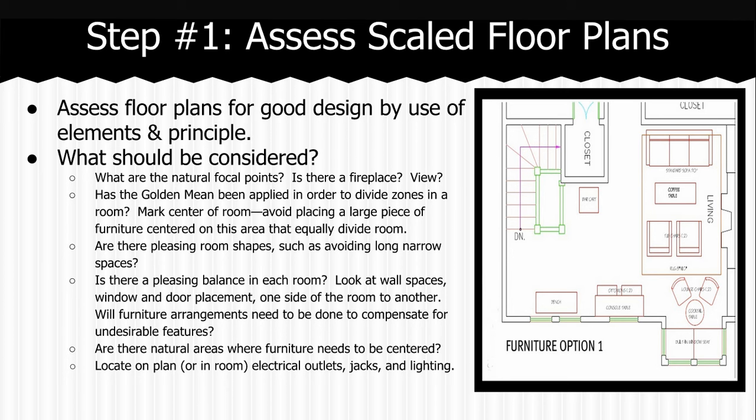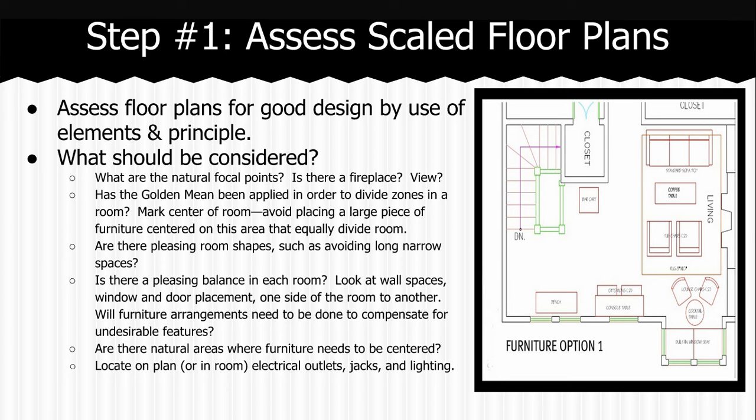So some things you want to consider. What are the natural focal points? Do you have a fireplace? Do you have a big window? Is there a view? That's something you want to consider. Does it have the golden mean? What the golden mean means is if you draw a line down the middle of the room, is it equal on both sides? Just to make sure that the space is evenly distributed. All right.